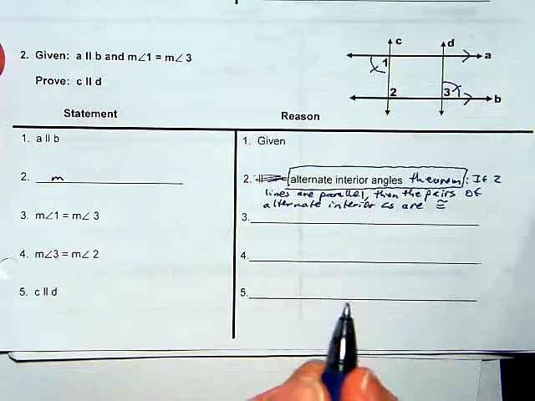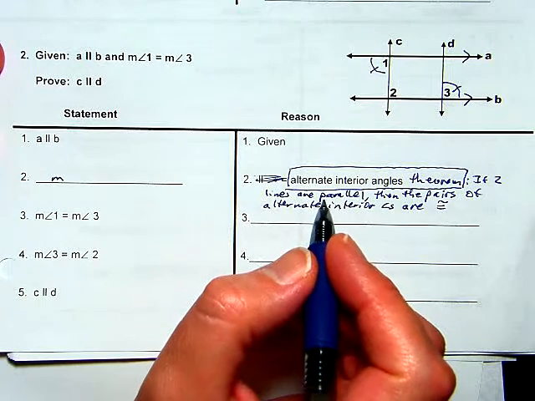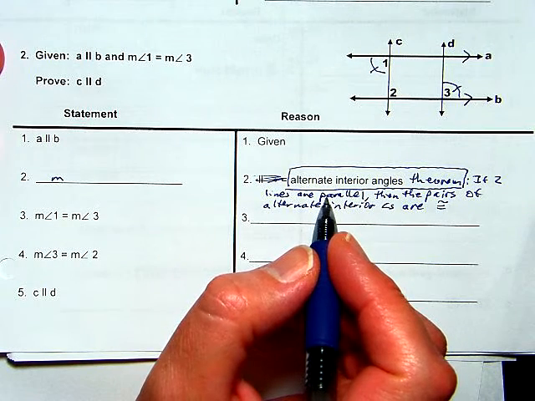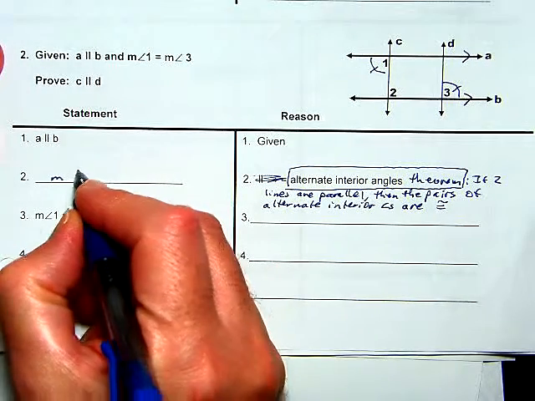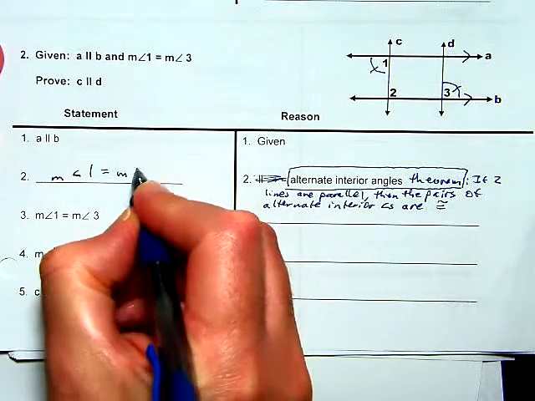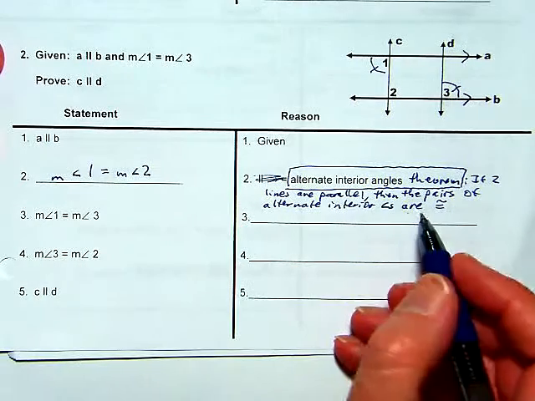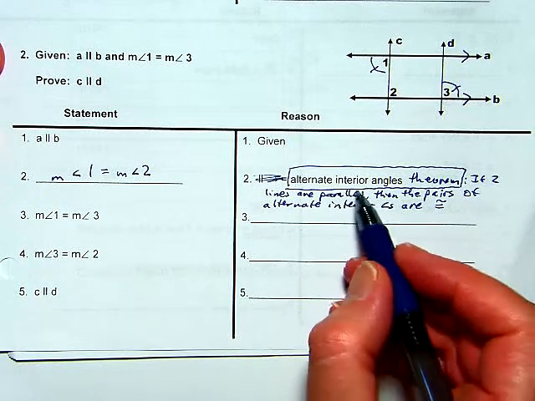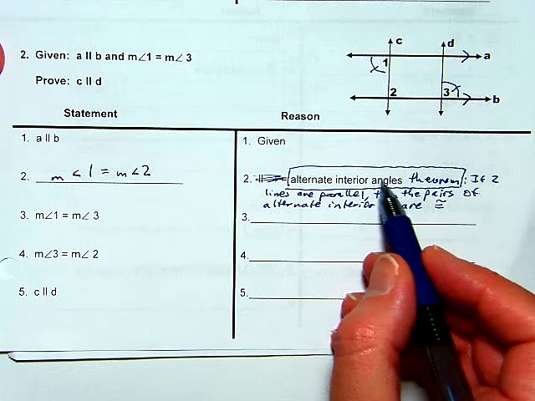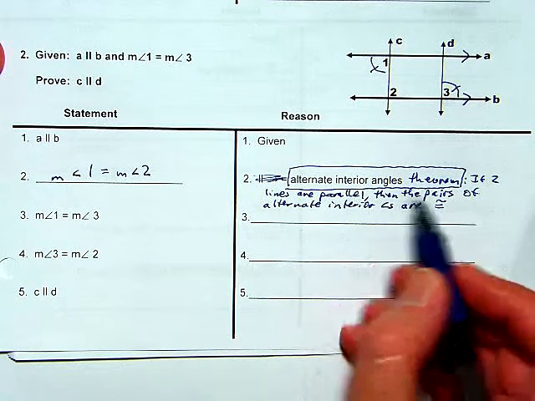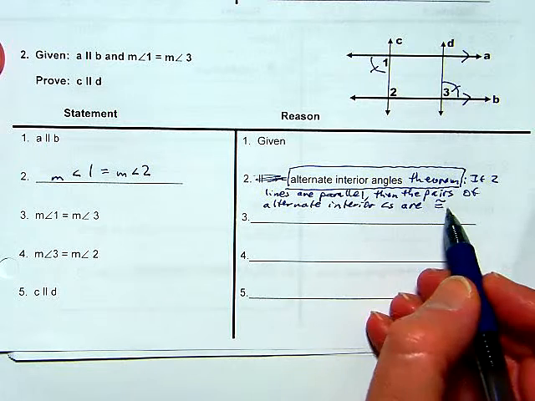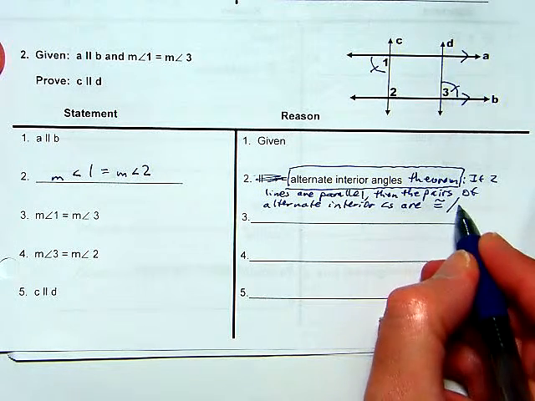this means the measure of angle 1 is equal to the measure of angle 2. I want to point out something subtle here. There are two ways to say the alternate interior angles theorem. I said that if two lines are parallel, then the pairs of alternate interior angles are congruent. I could have also said they have equal measure.